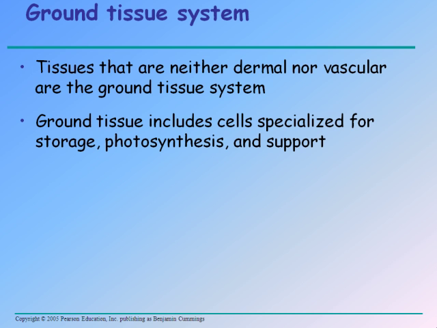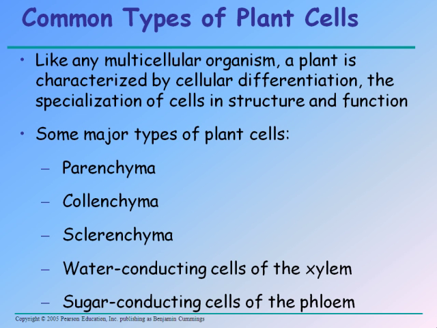So tissues that are neither dermal nor vascular are the ground tissue system. The ground tissue includes cells specialized for storage, photosynthesis, and support. So there are different types of plant cells, and these are illustrated on page 744. There's parenchyma, collenchyma, sclerenchyma, water-conducting cells of the xylem, and sugar-conducting cells of the phloem.